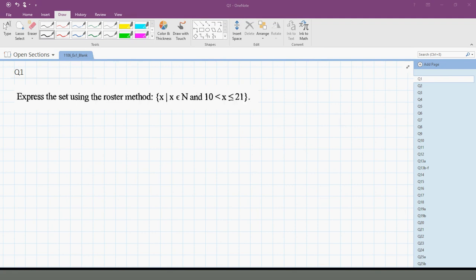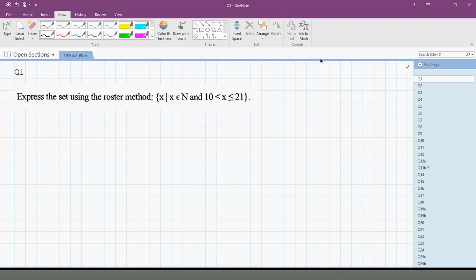So this first guy, we're going to write the roster method. Remember, what did the roster method mean? Yeah, you got it. Listed all out. So we're dealing with natural numbers. What are natural numbers? All non-decimals and negative numbers. No zero, too. No zero.